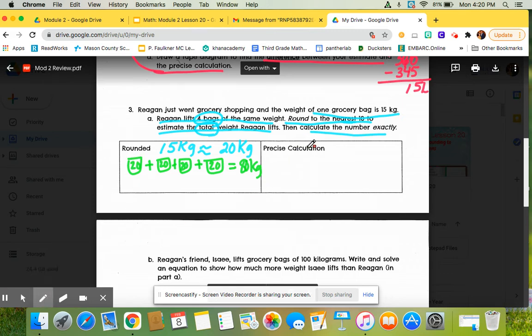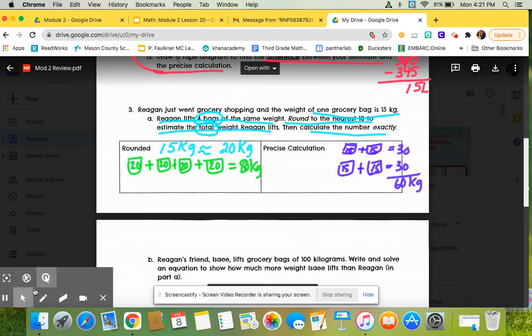Now we're going to do exactly. So here in our calculations, we're going to basically say a bag is 15, another bag is 15, another bag is 15, and another bag is 15. So I could count by 15s, or if you know 15 plus 15 is 30, and this one is 15 plus 15 is 30, I could put that together and I could make 60 kilograms. Again, you could choose your own strategy of how you would want to answer that.